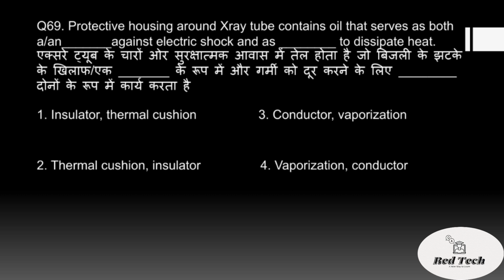In this question, the examiner is very clever in asking the question, and you may get confused in the options while selecting the correct word. So here the answer is: when the X-ray tube housing contains oil that serves as an insulator, it provides insulation that helps protect from electric shock, and it also acts as a thermal cushion to dissipate heat. So here the right answer is option number 1, which is insulator or thermal cushion.